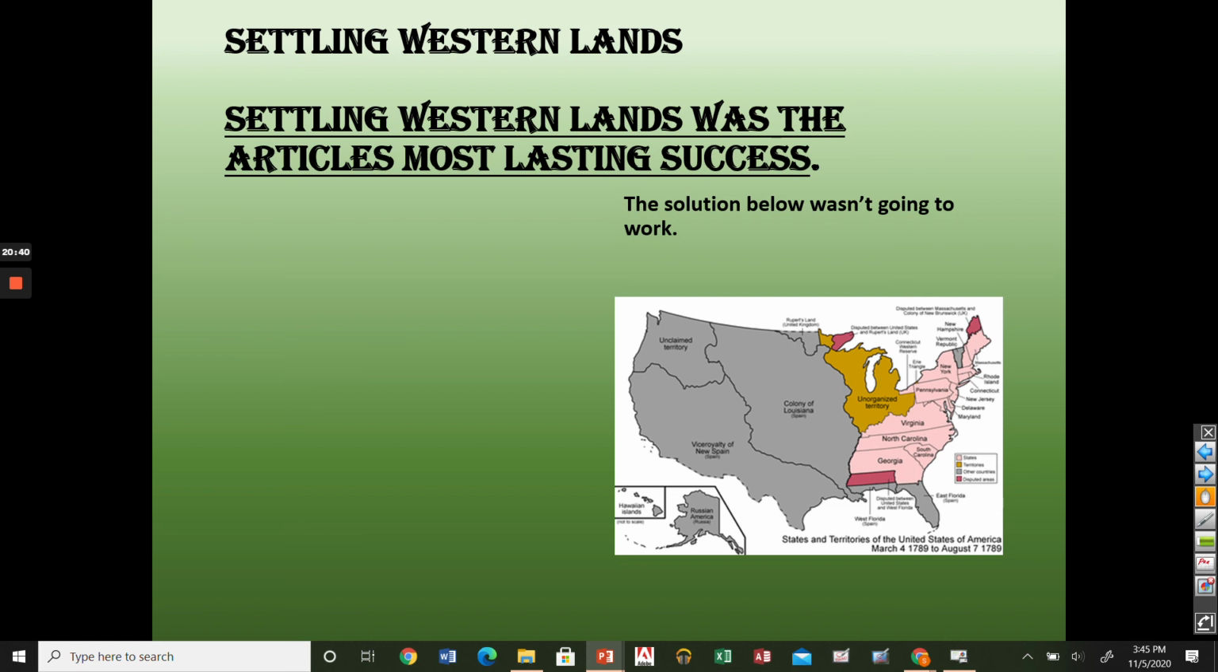So pay attention to these weaknesses, because when we get to talking about the Constitution, we're going to compare and contrast the Constitution to the Articles, and look at what the framers of the Constitution did to address some of those weaknesses and problems in the Articles of Confederation. So we'll leave it there for now. Next time we'll talk about a couple of actually good laws that were passed under the Articles.